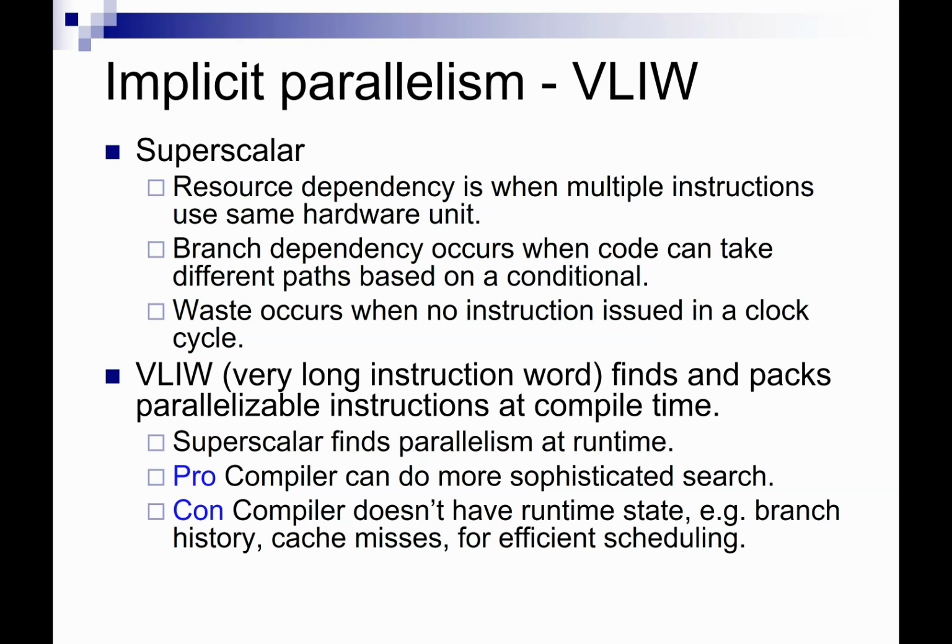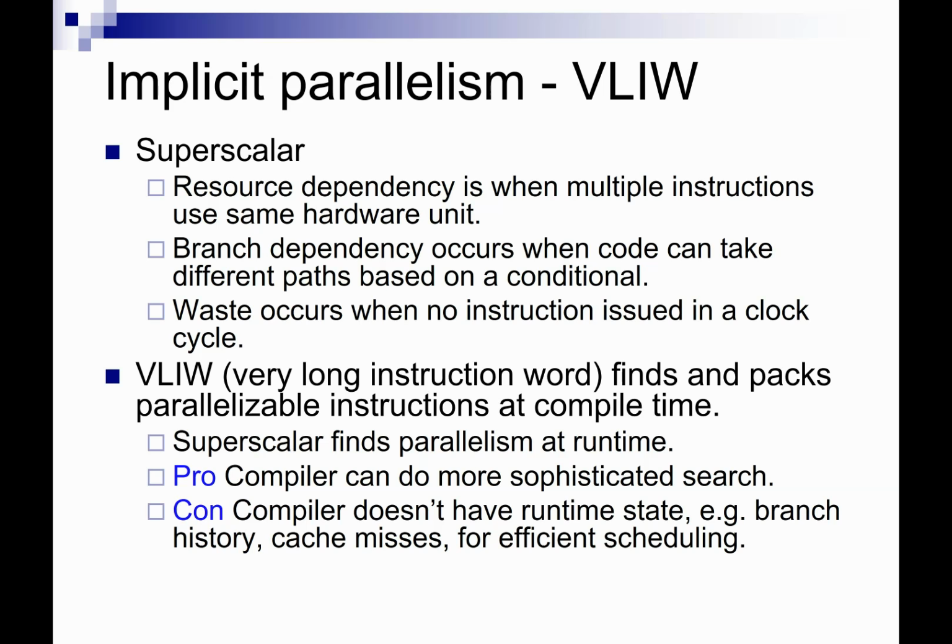So the final type of implicit parallelism is VLIW parallelism. This stands for very long instruction word. This is basically going to find instructions that we can execute in parallel, but it looks for these at compile time. Superscalar parallelism also executes instructions in parallel, but it finds these instructions at runtime. And VLIW finds the parallelizable instructions at compile time.